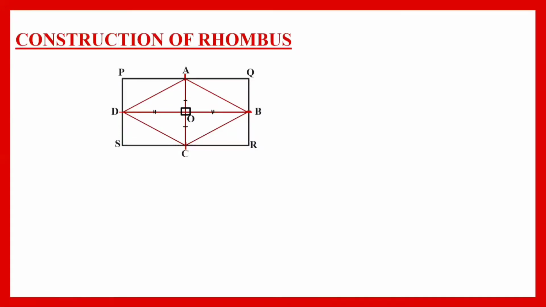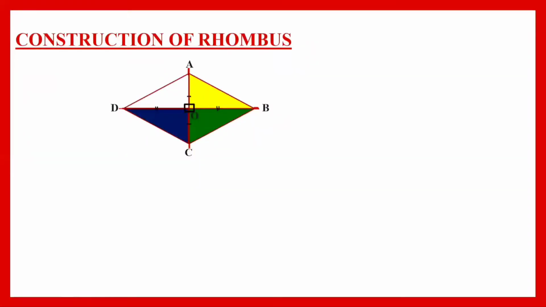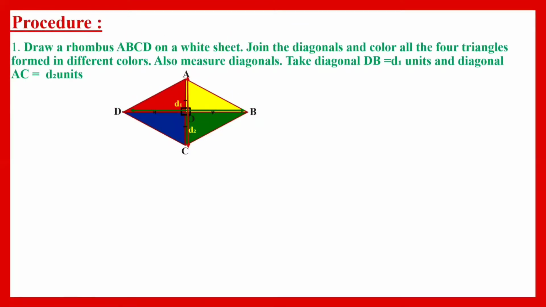And start coloring the triangles one by one. I first of all color the triangle AOB in yellow color. Then I color BOC in the green color and COD in blue and AOD in red color. So I have formed this rhombus as I told you. Let me just mark the diagonals also. DB is equal to D1 and I take AC equal to D2. So this is the figure 1.